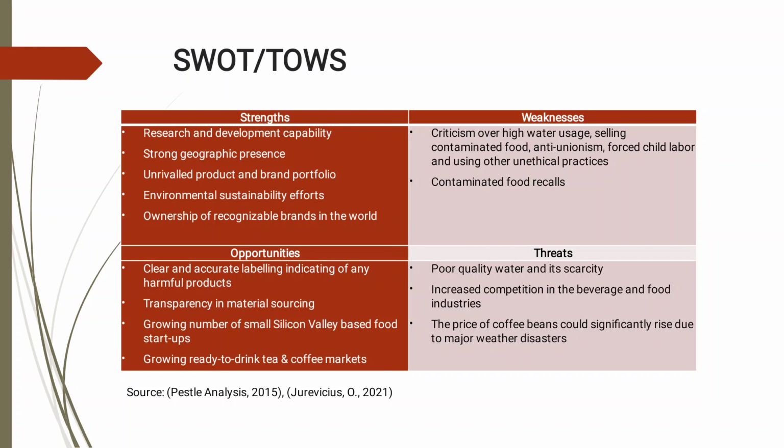Nestle also provides opportunities to the public of the country or area where the Nestle company is located, such as clear and accurate labeling indicating any harmful products, transparency in material sourcing, a growing number of small Silicon Valley based food startups, and a growing ready to drink tea and coffee market.